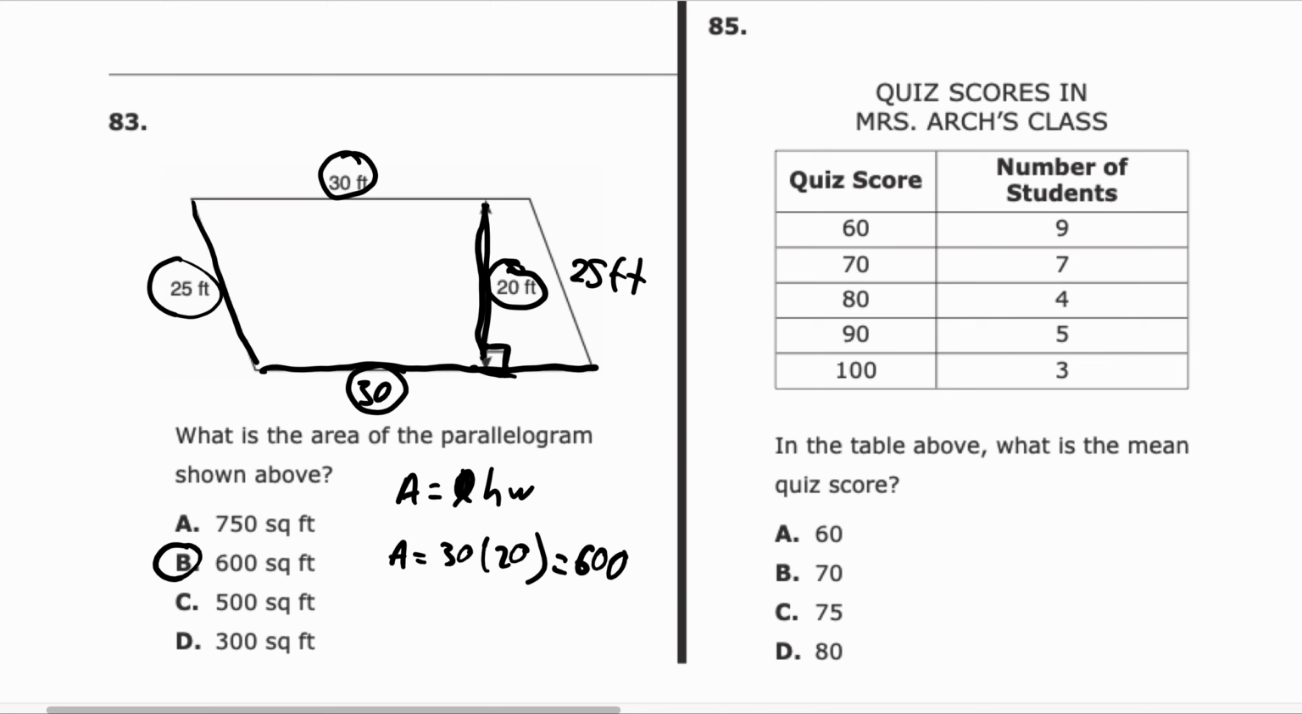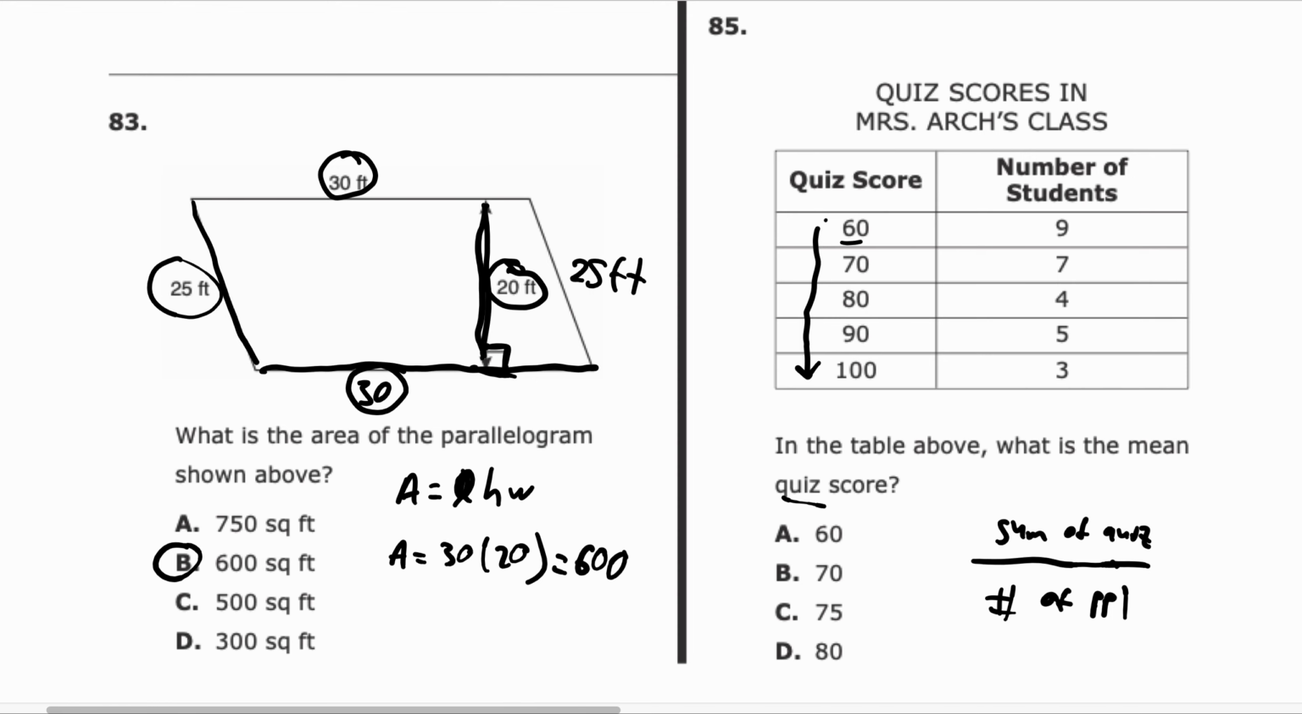So we have a bunch of quiz scores in a class. Okay, so we see that a lot of students get 60 and then fewer students get a higher grade, it looks like. In the table above, what is the mean quiz score? Okay, so I know the mean is just the sum of quiz scores divided by the number of people taking the quiz.